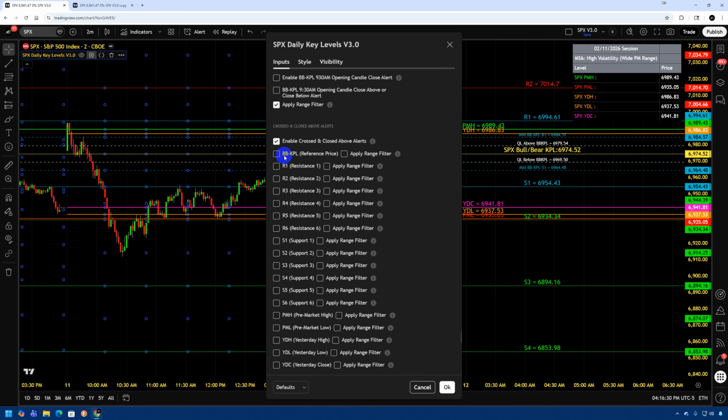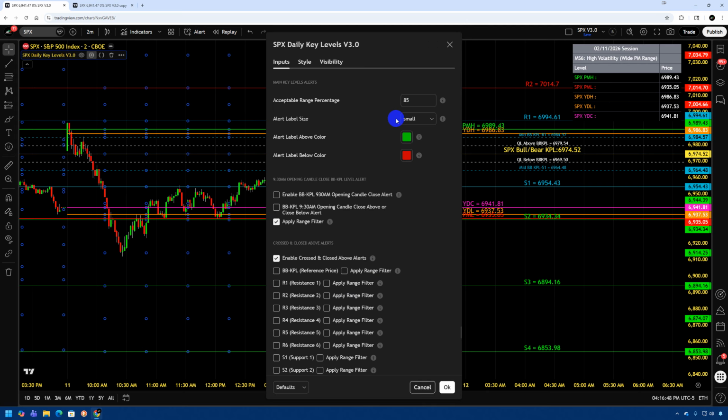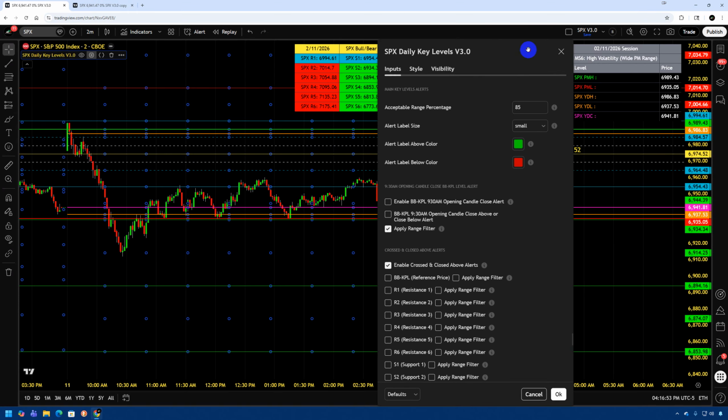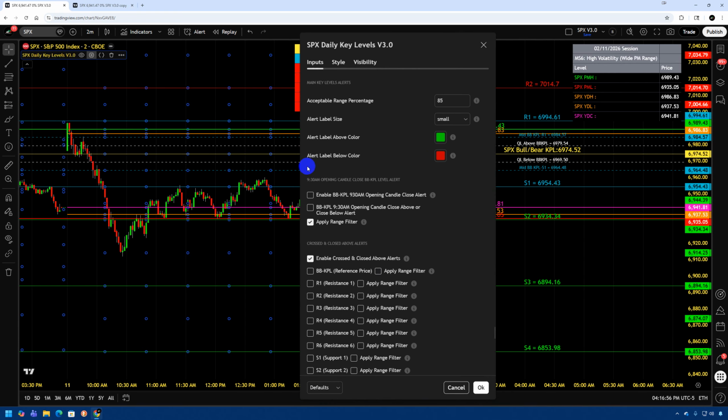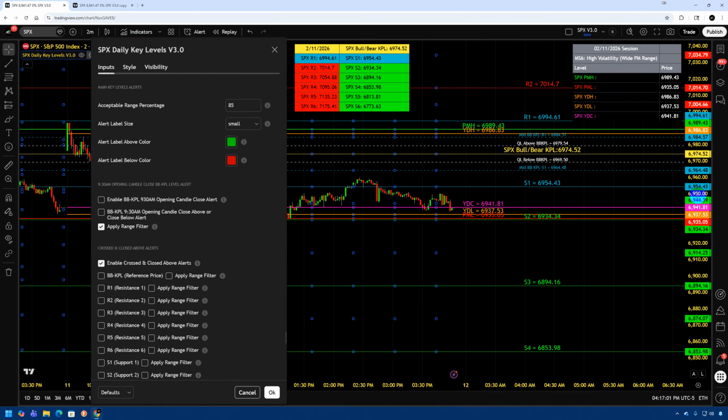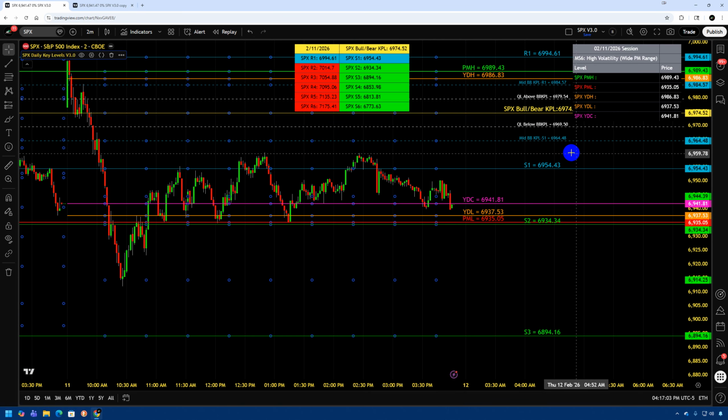Then you can select which particular level you want a cross and close above alert on, and whether you want to apply the range filter or not. Now, one additional note: the acceptable range percentage, whatever it's set to, just to re-clarify this, is based on one base level, the percentage of one base level.